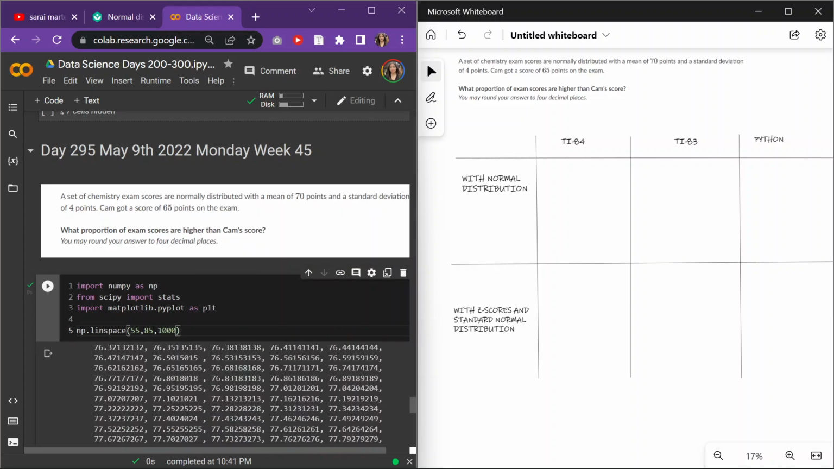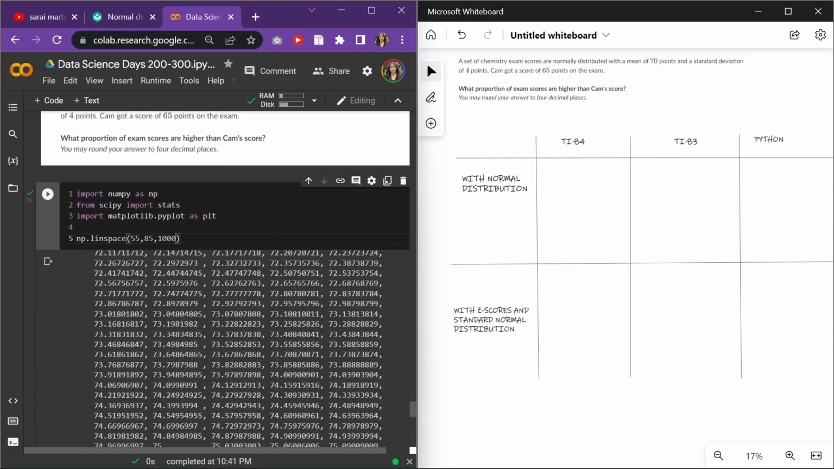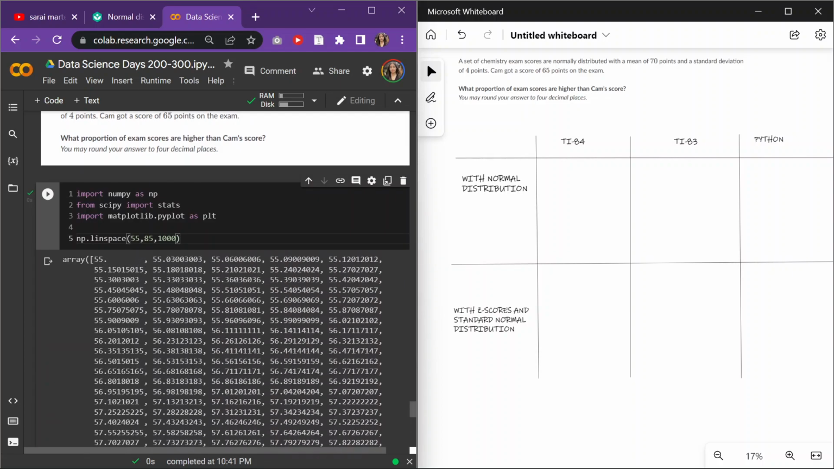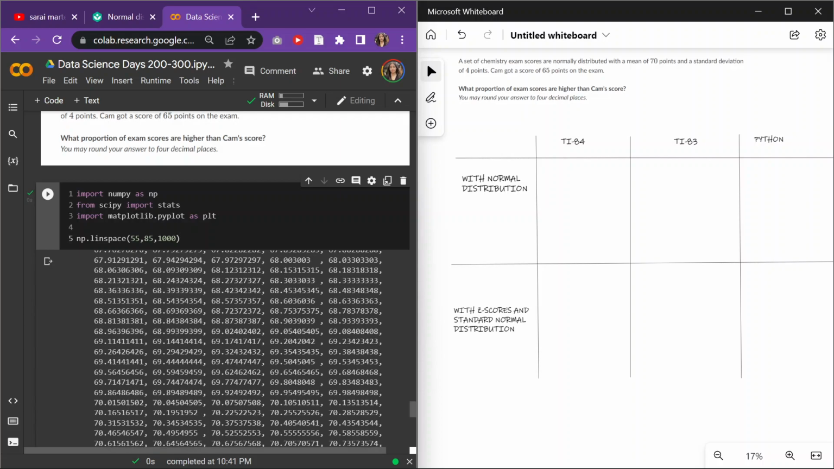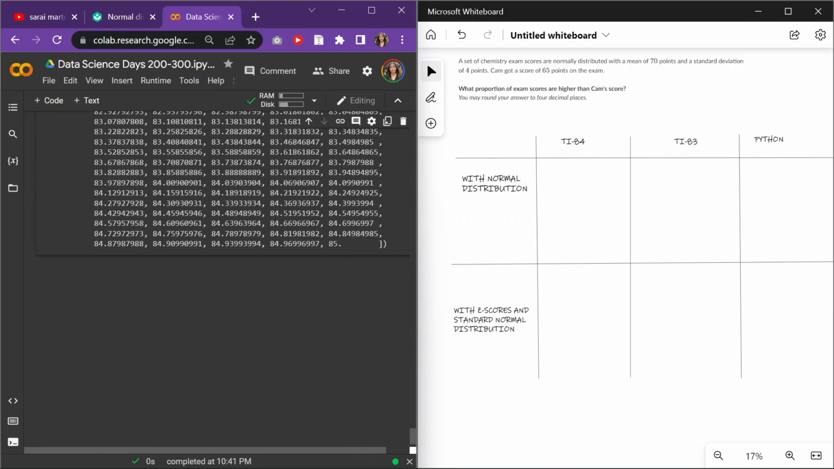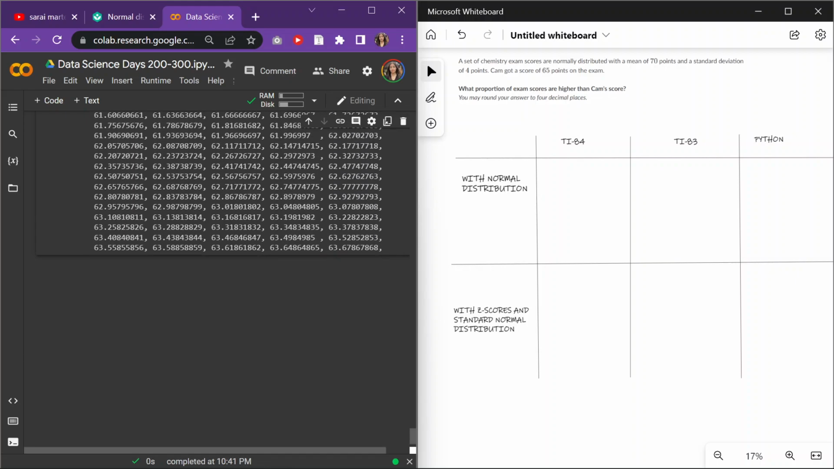And if I run that, you're going to see that it's going to output 1,000 values in between, and it's going to start with 55. And then if you scroll all the way down, it's going to end at 85, just like we said. And so this is our x, these are going to be our x values.